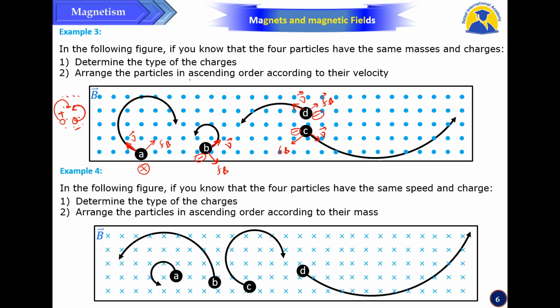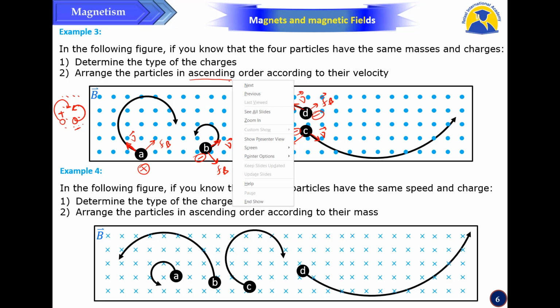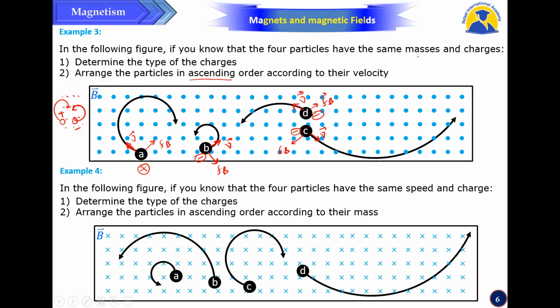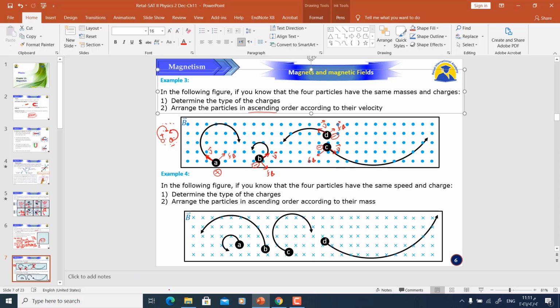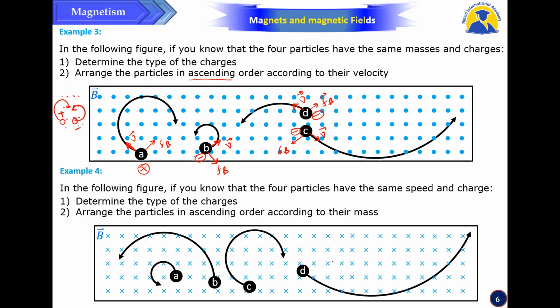Ascending means from low to high. And here in the question, it is mentioned that the particles have the same mass and same charges. So to know which one has more or less velocity, high or low velocity, we need to make a relation between the radius of curvature and the velocity.